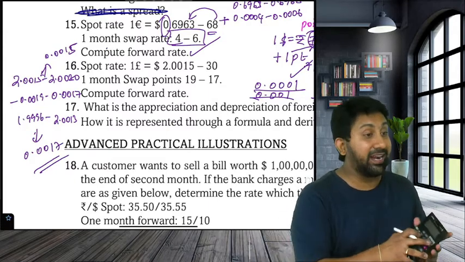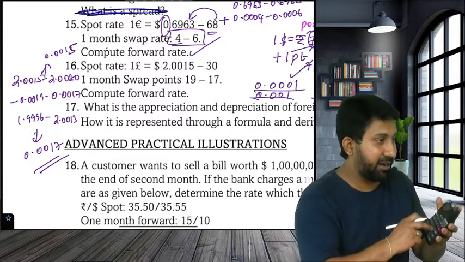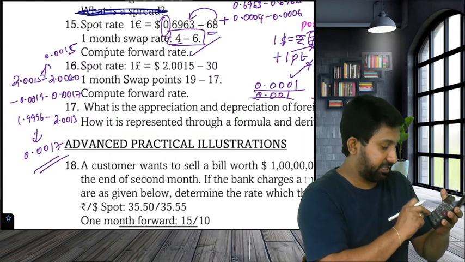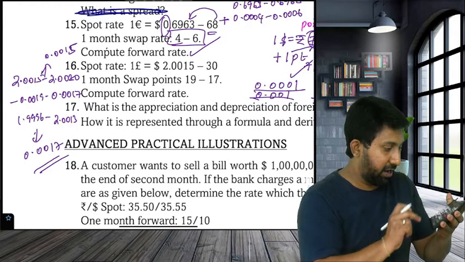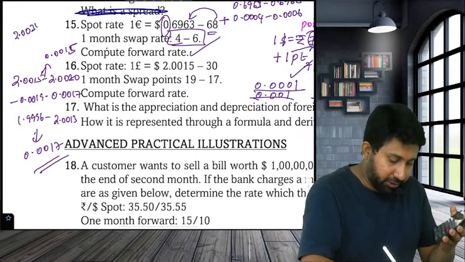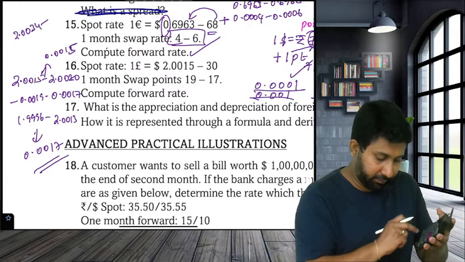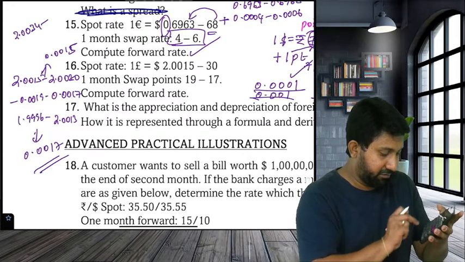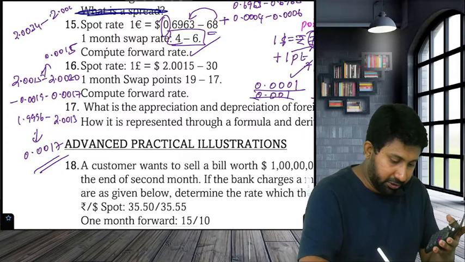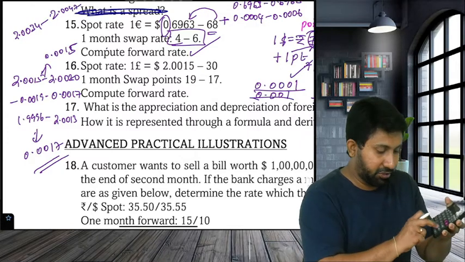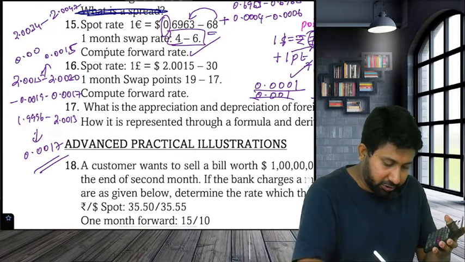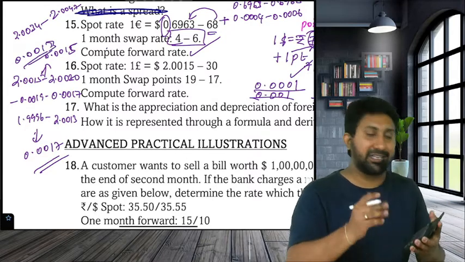If you do addition here in this case, what will happen? Let us see. 2.0015 plus 0.0019, you add it, it becomes 2.0034. Dash, 2.003 plus 0.0017, it becomes 2.0047. So 2.0047 minus 2.0034 will be 0.0013. The forward spread is lesser than the spot spread.